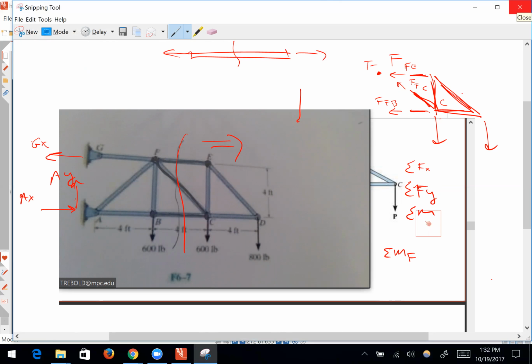Well, the 2 load forces, right? Yeah. And FFB, those are only 3 forces that give you a moment about F. Okay. If you decide to do the sum of the moments about C, which forces are going to give you a moment about C?